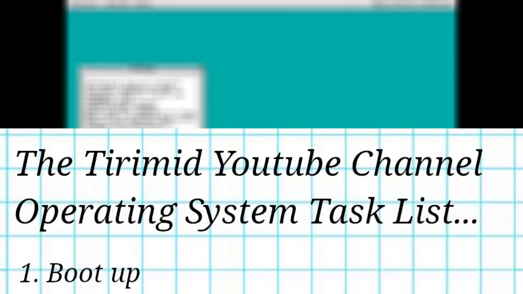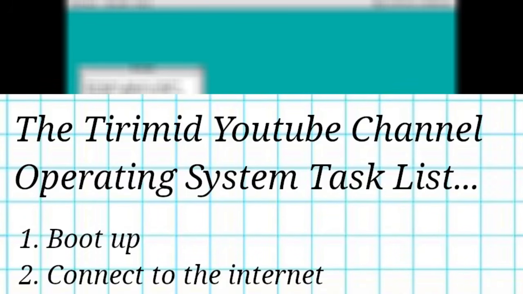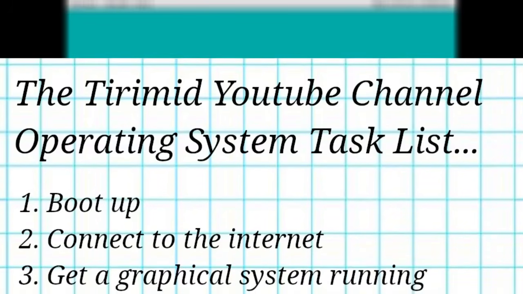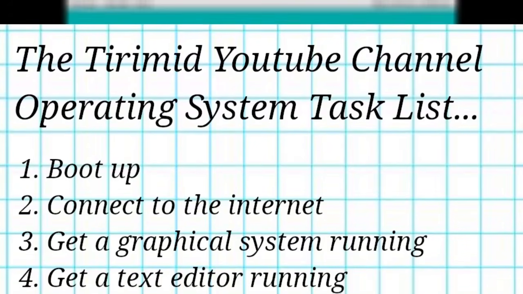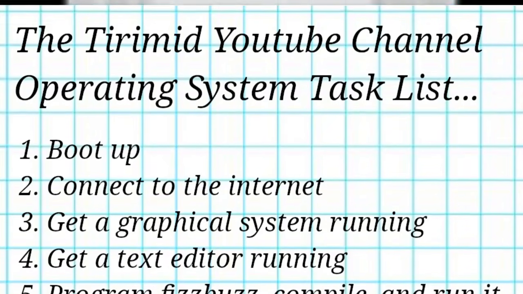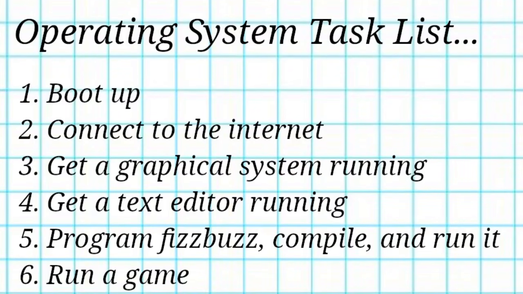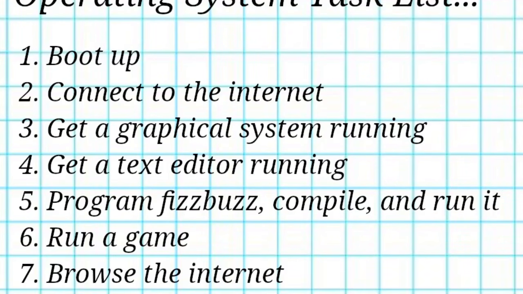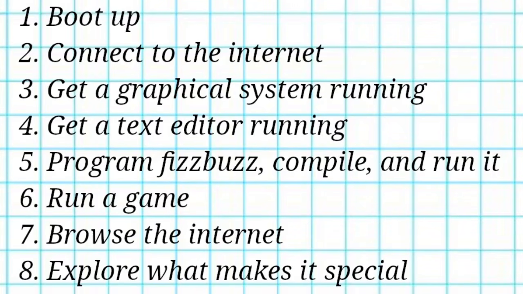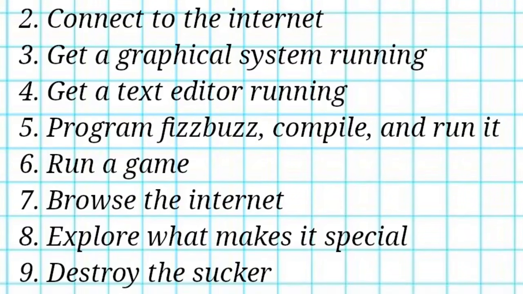Number 1, boot up. Number 2, connect to the internet. Number 3, get a graphical system running. Number 4, get a text editor running. Number 5, program FizzBuzz, compile and run it. Number 6, run a game. Number 7, browse the internet. Number 8, explore what makes it special. And number 9, destroy the sucker.